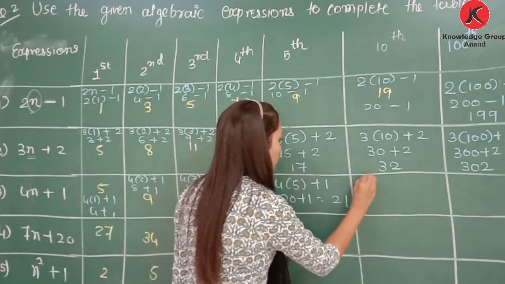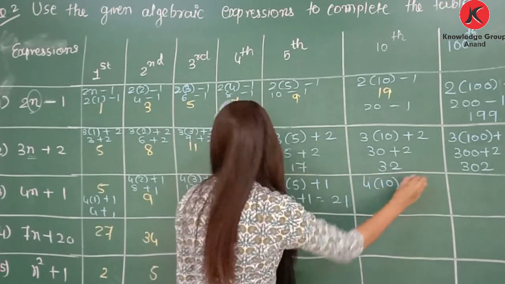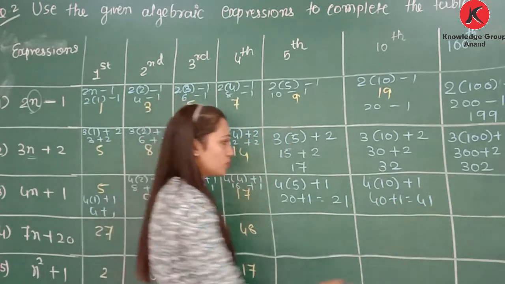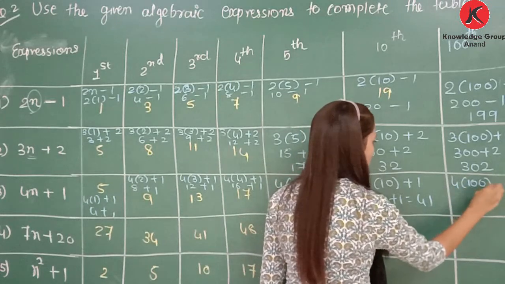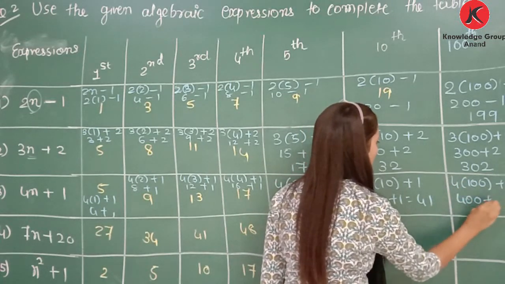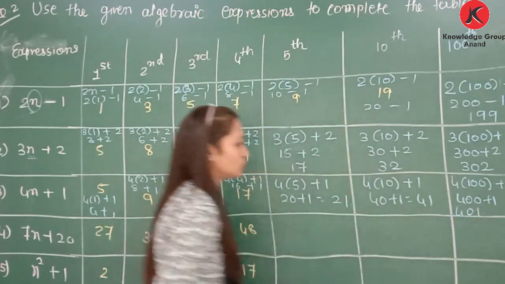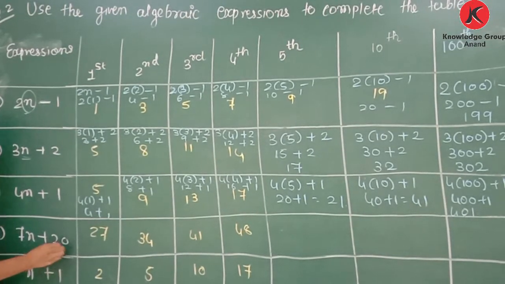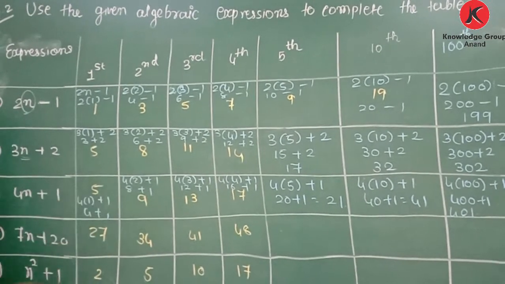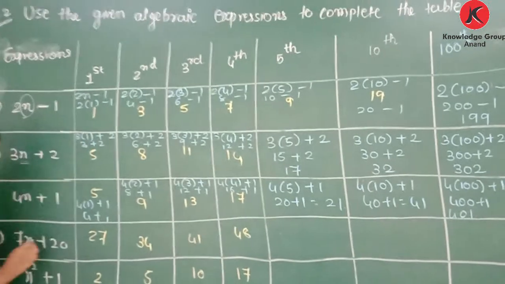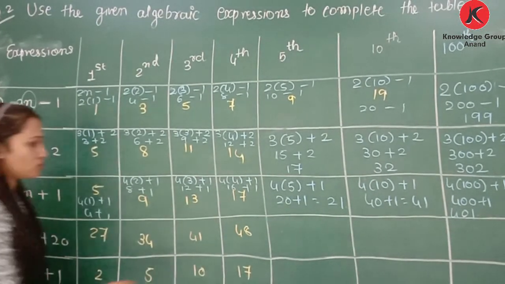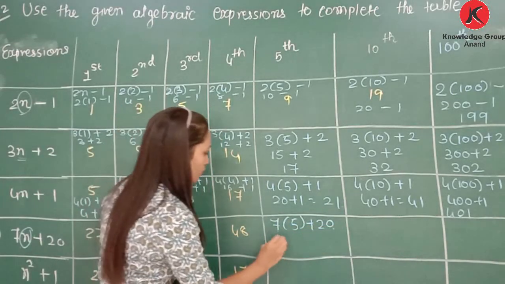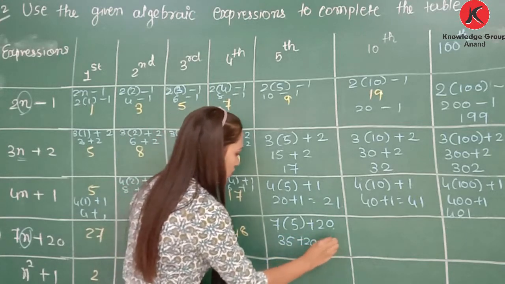Now for 10, 4 multiply 10 plus 1. So it is 40 plus 1, 41. Now for the 100th term, 4 multiply 100 plus 1. So that is 400 plus 1 is 401. So this is the 100th term. Now for the next one, 7n plus 20. So how can we get the fifth term? Instead of n here, you need to write 5. So here we can write 7 multiply 5 plus 20, 35 plus 20, so it is 55.